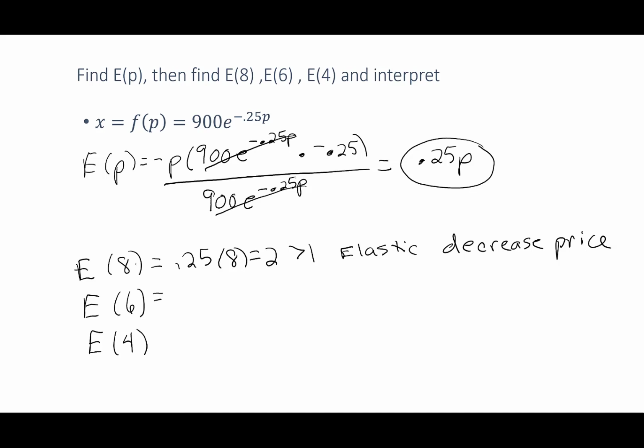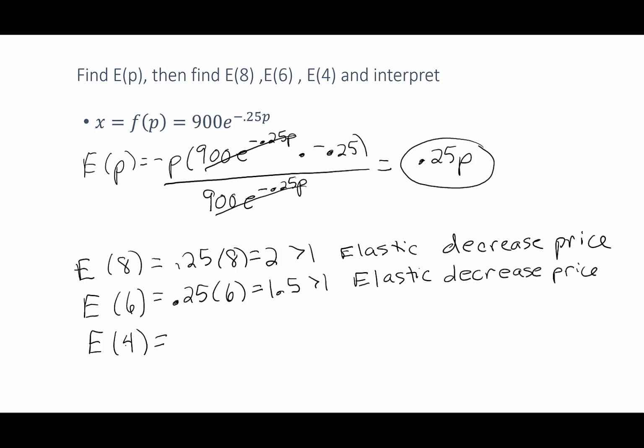So we decrease it. From 8 it went to 6. I have 0.25. If we multiply by 6, we get 1.5. 1.5 is still greater than 1. This means we are still elastic. And again, we should decrease the price.